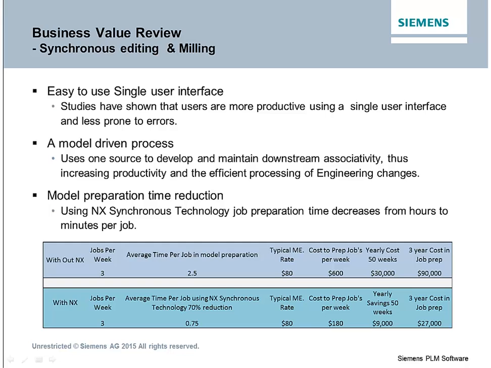And then model preparation time reduction. This really goes back to where one of your biggest bottlenecks was, reducing that time. That was the first item on the agenda. And we really have shown, I believe, that it takes us minutes rather than hours per job. And there you can see a little matrix of the time factors for what you're currently spending and just what the savings can be with NX over a single year's time, or over a 3-year cost for job preparation.